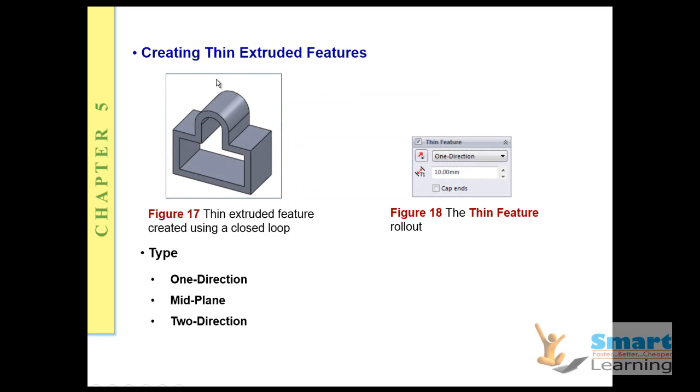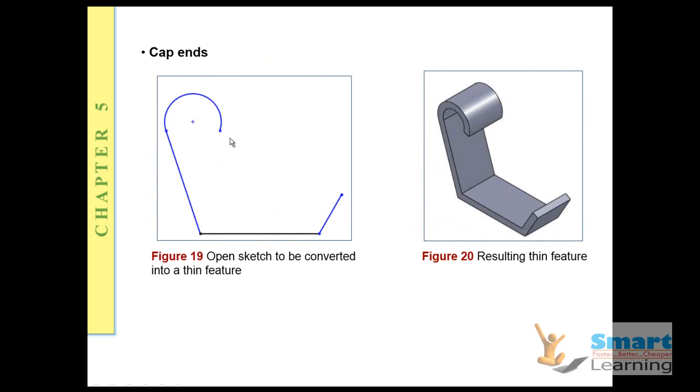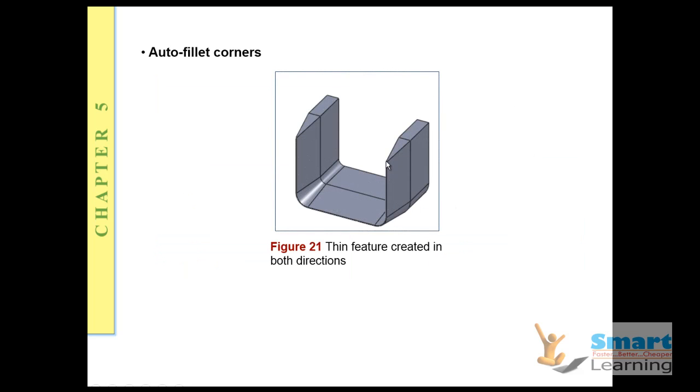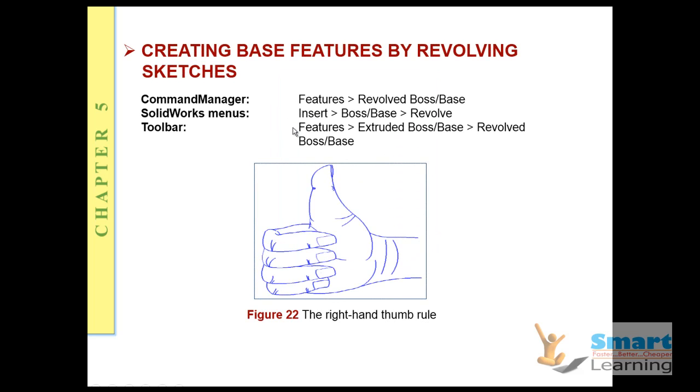And also you can have the thin extrusion, where you have a profile and around the boundary you would like to add thickness, and that can be done. This can also be controlled in different directions, which I will show you. In case of an open profile, you can apply the resulting features by converting this into a thin feature, and you can get the output like this. And also you can apply auto fillet corners, where the corners will be automatically converted to fillets, and you can apply this particular option to your features.